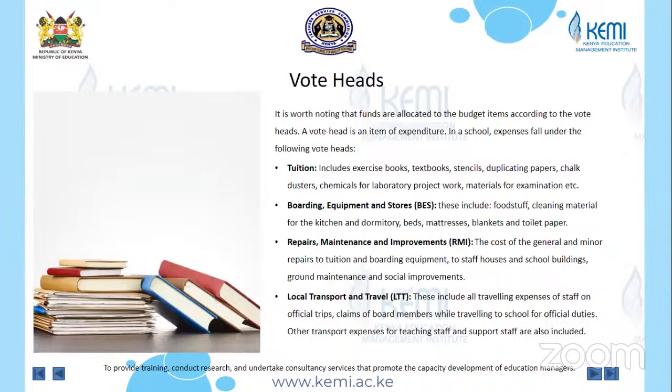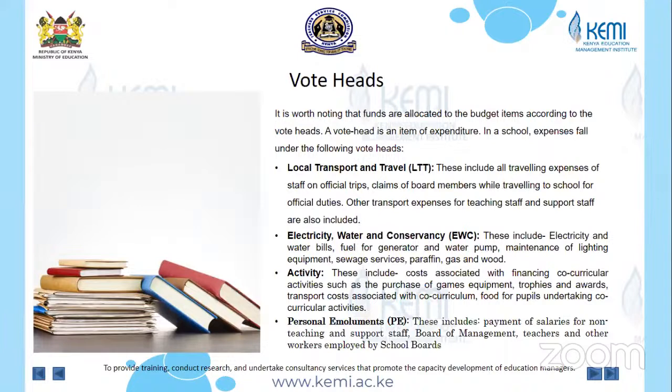But at the same time, it is allowed, isn't it? So there is also local transport and travel, that is what I mentioned. And then electricity, water, and conservancy. These include electricity and water bills, fuel for generator and water pumps, maintenance of lighting equipment, sewage services, paraffin, gas, and wood.